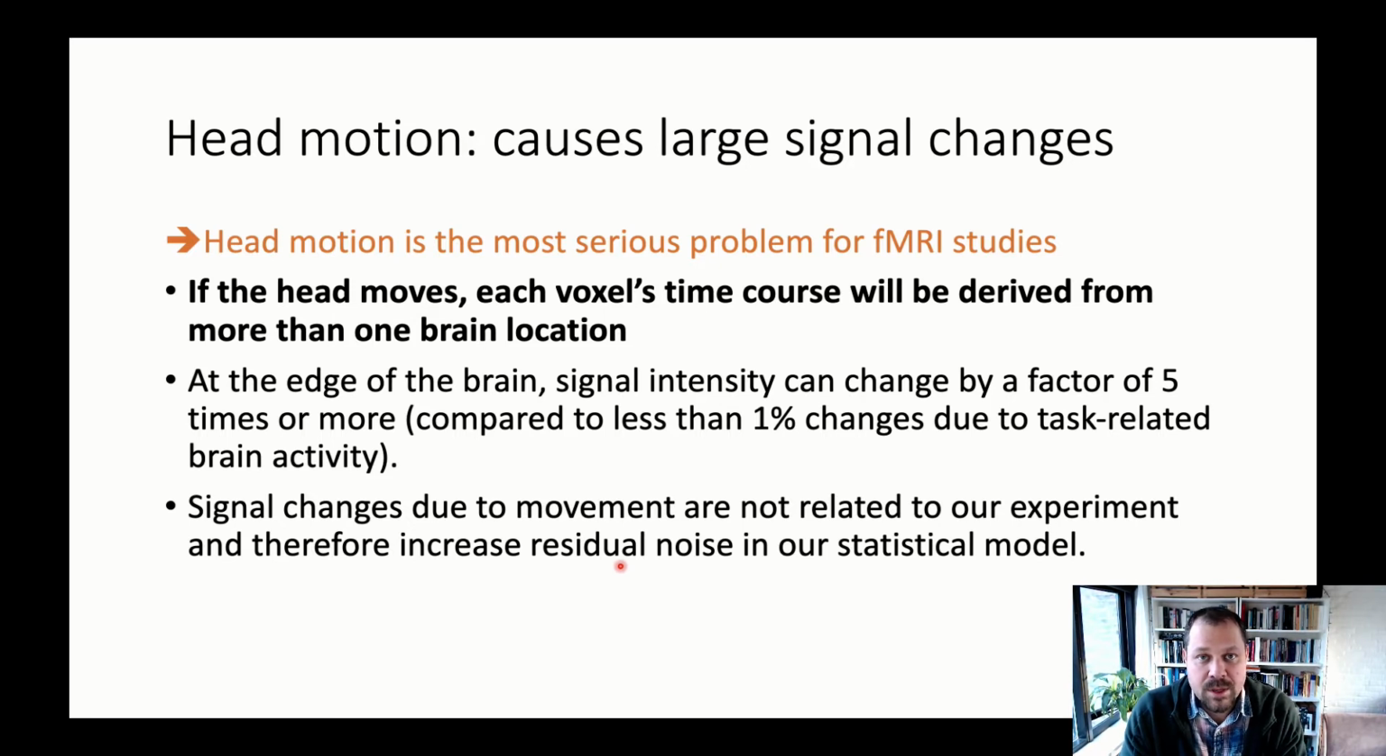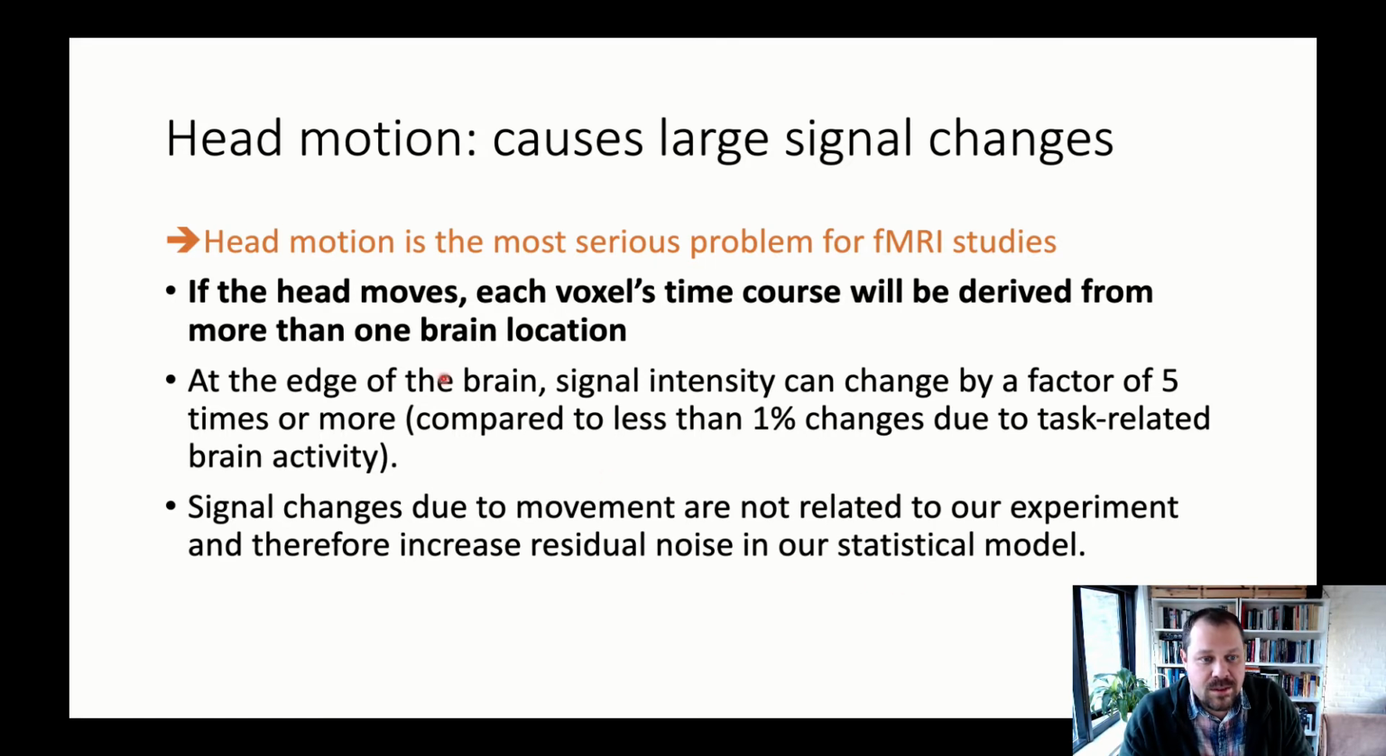So basically, we get these large signal drops or signal increases if we have a head move. The recording locations of the scanner are absolute in space, not relative to the head. So when the head moves, you might lose a voxel at the edges, depending on the direction that the head moves, leading to either signal increases or signal decreases in these regions, just due to head movement. And we don't want this.